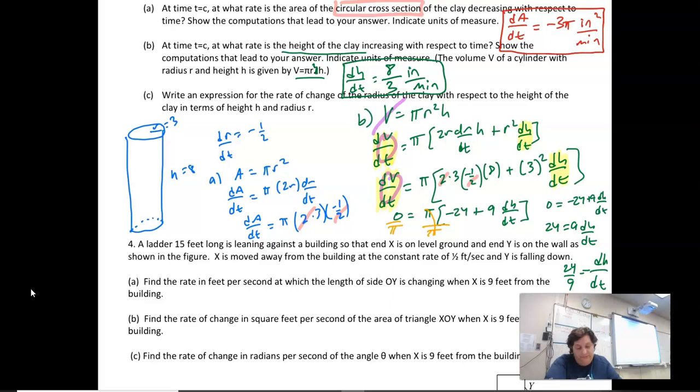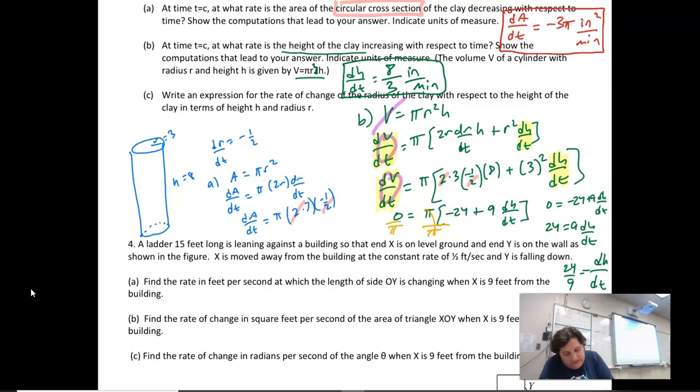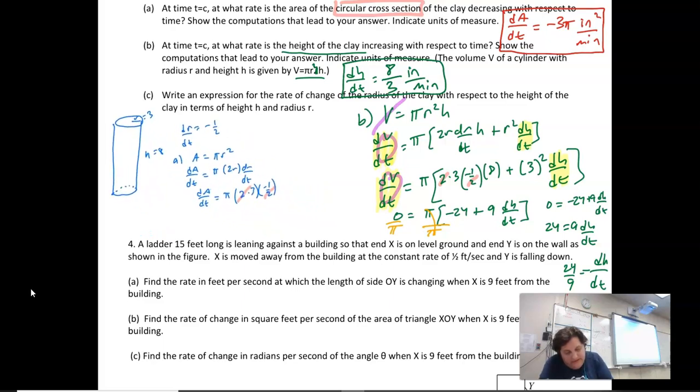Write an expression for the rate of change of the radius with respect to the height in terms of h and r. Okay, let's see if we can figure this out. Actually, let me move this a little. Make this a little smaller. I did not leave myself enough room here.